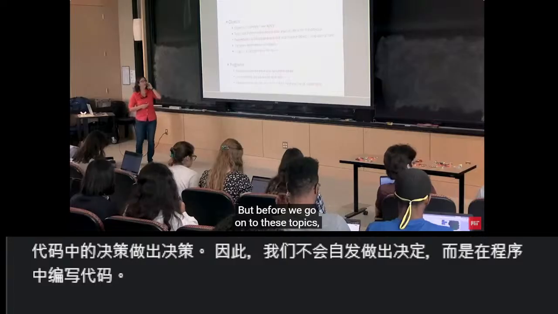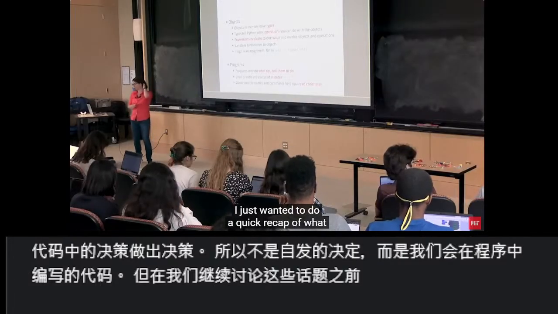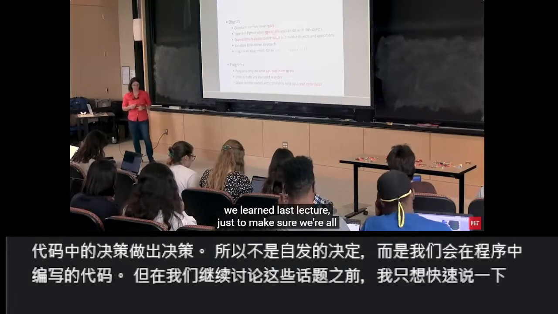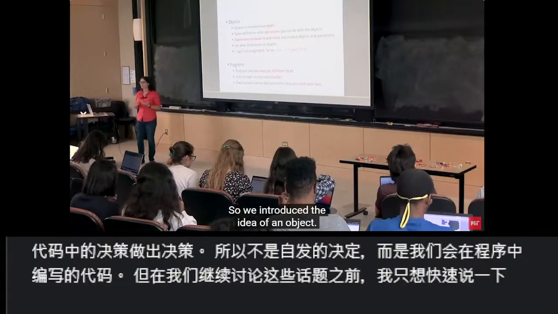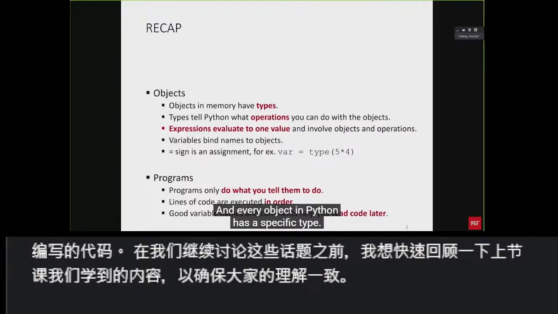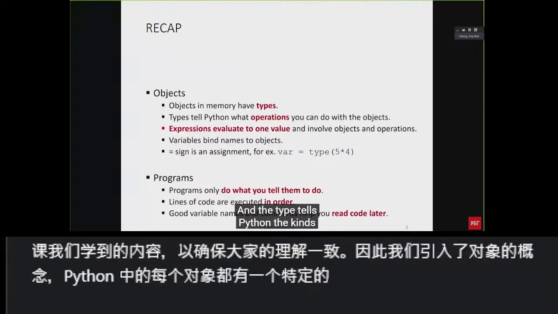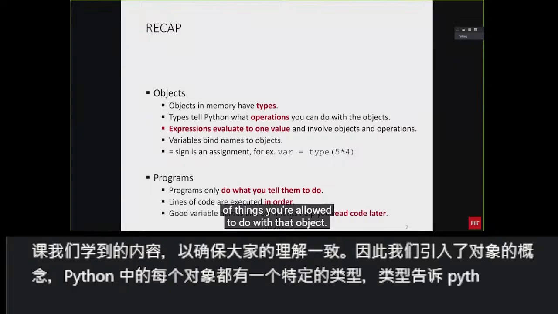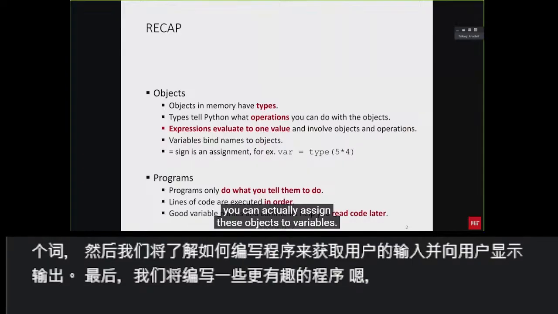But before we go on to these topics, I just wanted to do a quick recap of what we learned last lecture, just to make sure we're all on the same page. So we introduced the idea of an object, and every object in Python has a specific type, and the type tells Python the kinds of things you're allowed to do with that object, okay? We talked about how once you have objects, you can assign them to variables, and these variables basically bind a name to the object in memory.